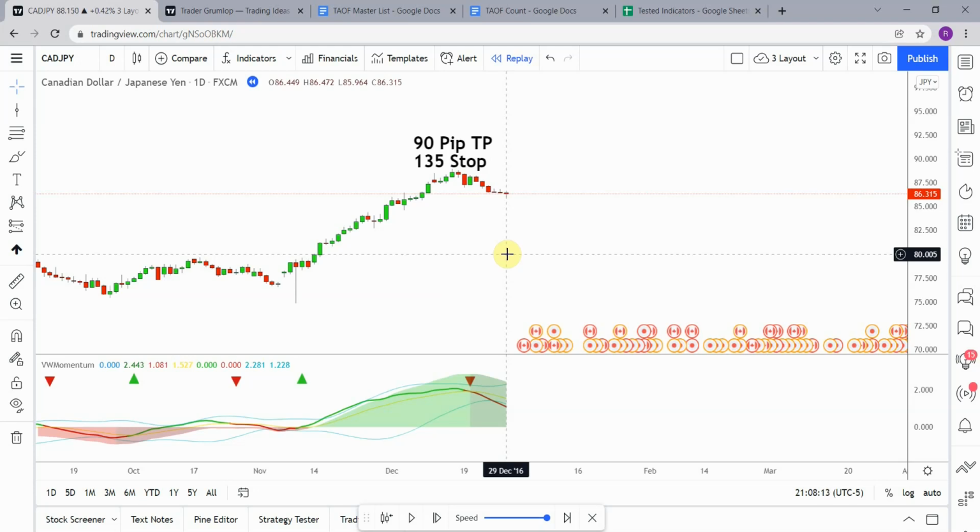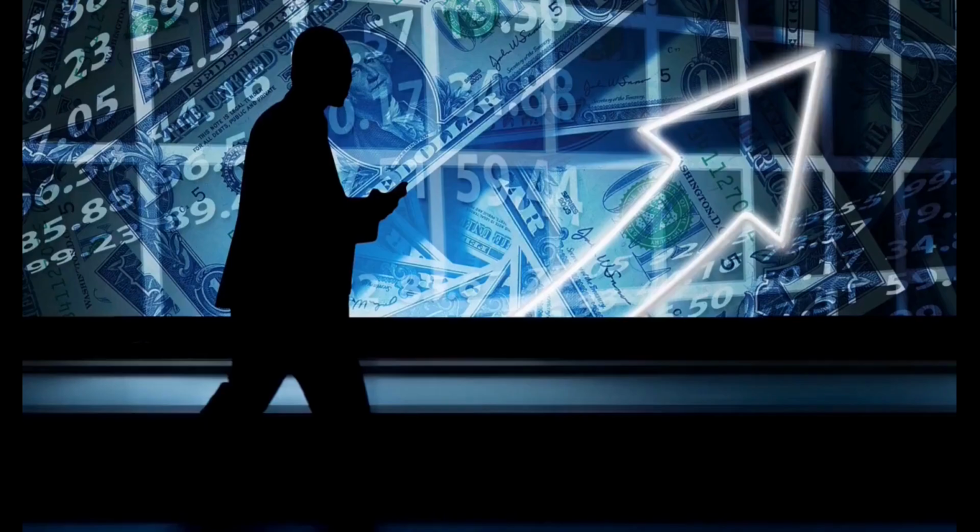Welcome back, viewers. Today we will be testing the volume weighted momentum indicator.